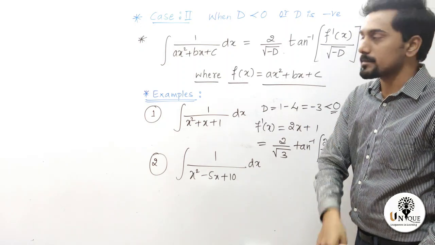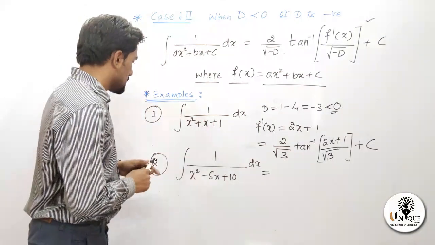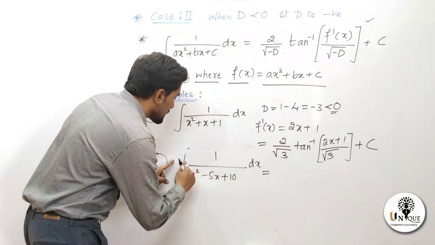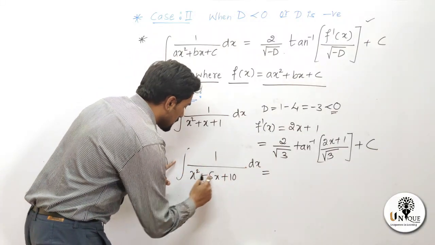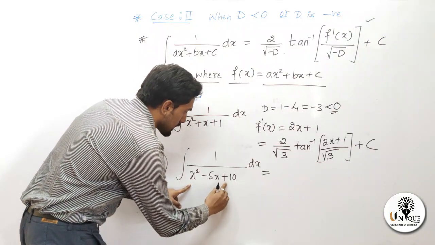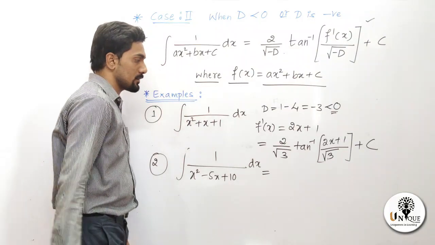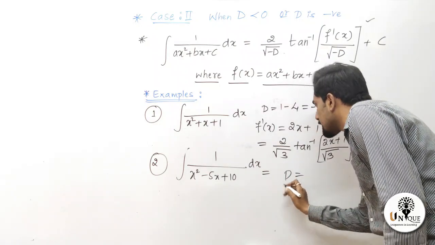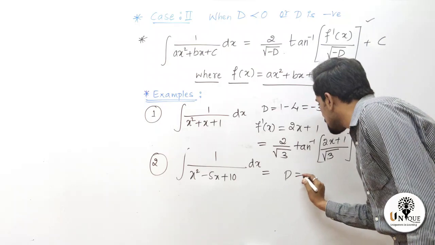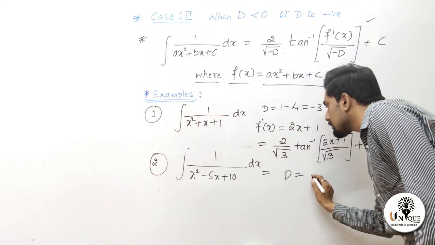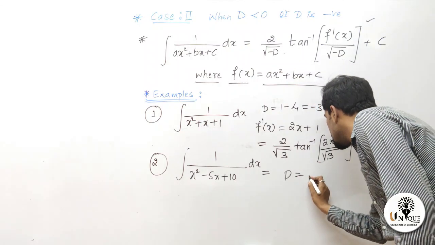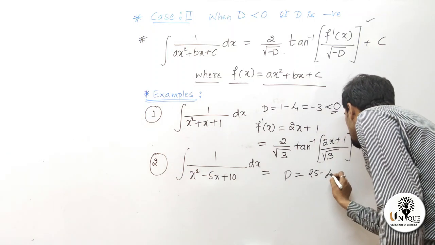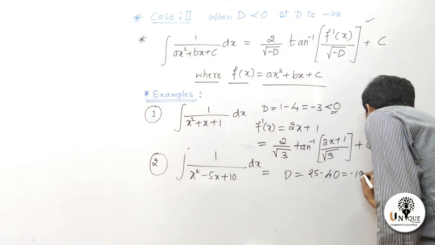Is that so simple? So consider one more example of the same type, that is integration of 1 divided by x square minus 5x plus 10 into dx. So here we have to find the value of D, that is minus 5 square minus 4 into 10, that is 25 minus 40, which is equal to minus 15.